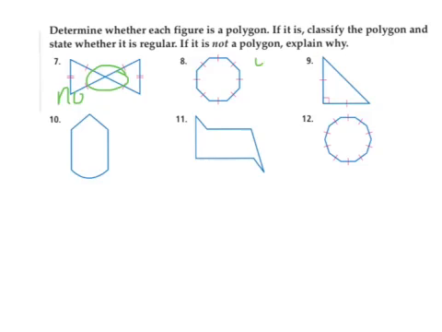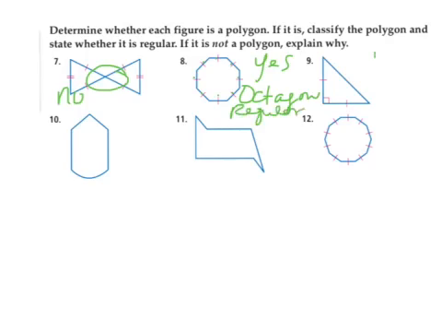Number 8, yes, this would be a polygon. It doesn't have any curved sides. It's not open, and none of them intersect. So let's see. There's 1, 2, 3, 4, 5, 6, 7, 8 sides. So the best name for this is an octagon. And then the last thing is to say if it is regular or not. All the sides are the same. All the angles are the same. So this is a regular octagon.